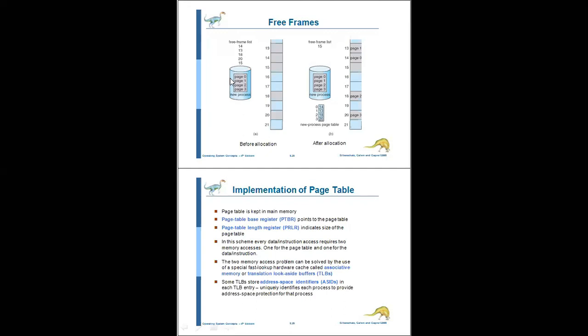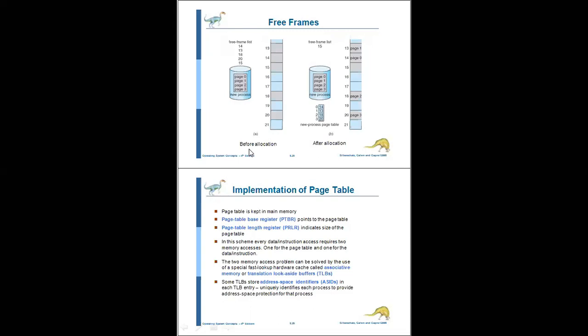And one process has arrived for execution. That process size is 4. That means how many pages will it require? 4 pages, right? The process size is equal to the number of pages. That is page 0, page 1, page 2, page 3. This is the free frame list. I will allocate it sequentially: 13, 14, 15, 16, 17, 18, 19, 20, 21. These are the free frames.